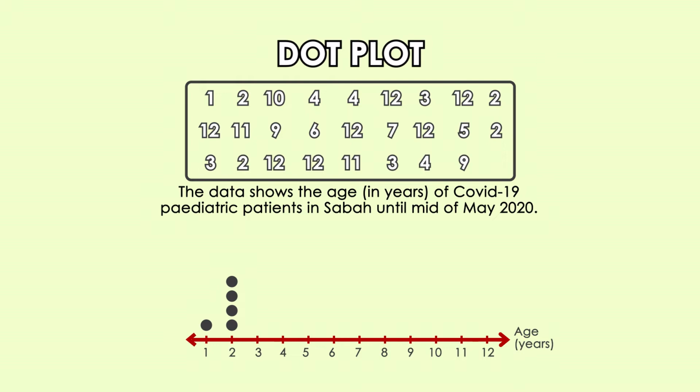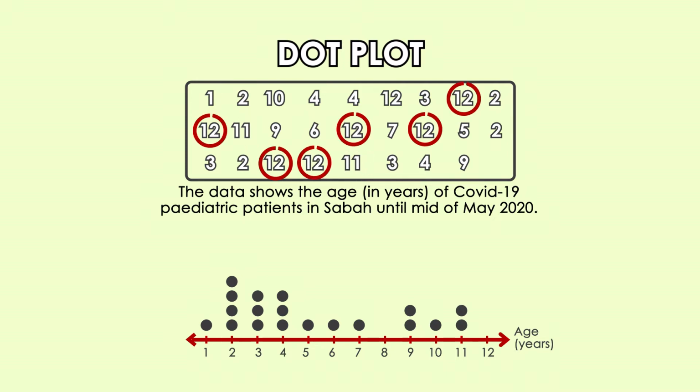We will continue to plot the other values to complete the dot plot. 3 dots for age 3, 3 dots for age 4, 1 dot for age 5, age 6 and age 7, 2 dots for age 9, 1 dot for age 10, 2 dots for age 11, and finally 7 dots for age 12.